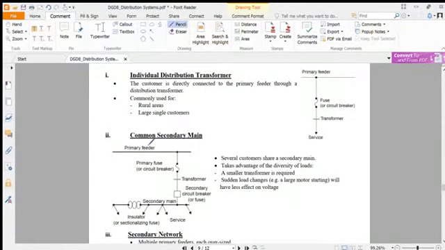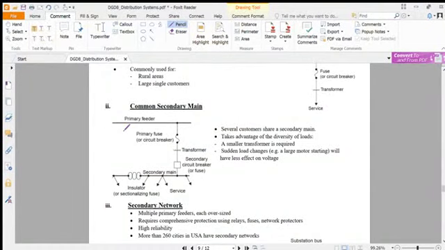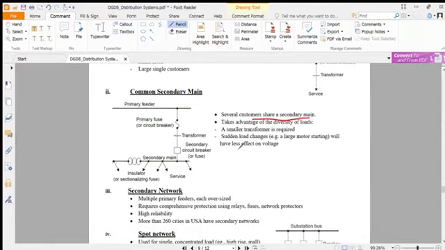And the second one is the common secondary main. Here we see that the primary one is actually shared. On the common secondary main there are different service users, so they use the same. Several customers share the secondary main, and here is some advantage, that is sudden load change will have less effect on voltage. Sudden load change, like when a large motor is starting, it takes a large amount of current during starting.